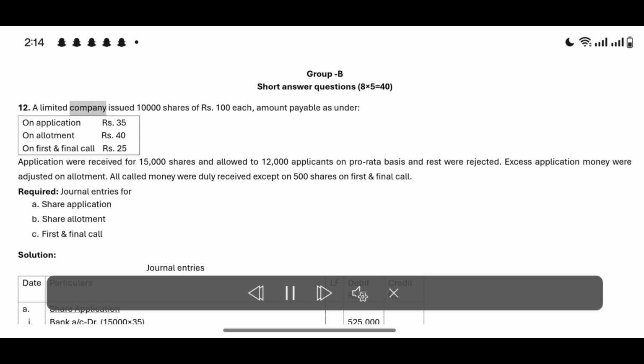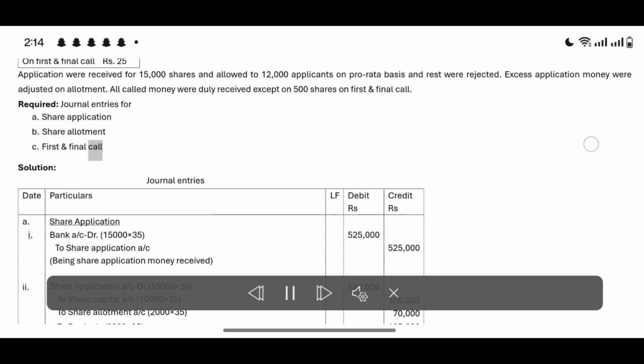12. A limited company issued 10,000 shares of 100 rupees each, amount payable as under: on application 35 rupees, on allotment 40 rupees, on first and final call 25 rupees. Applications were received for 15,000 shares and allotted to 12,000 applicants on pro rata basis and the rest were rejected. Excess application money was adjusted on allotment. All called money was duly received except on 500 shares on first and final call. Required: journal entries for share application, share allotment, first and final call.